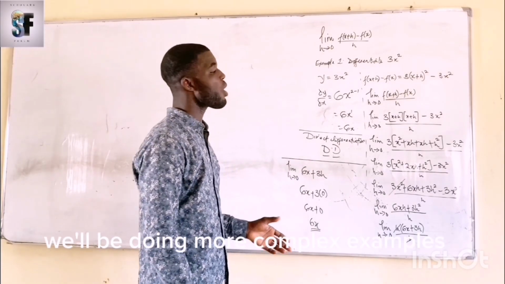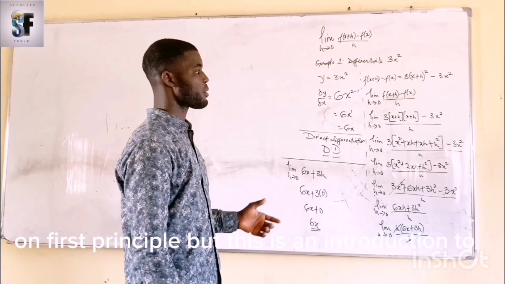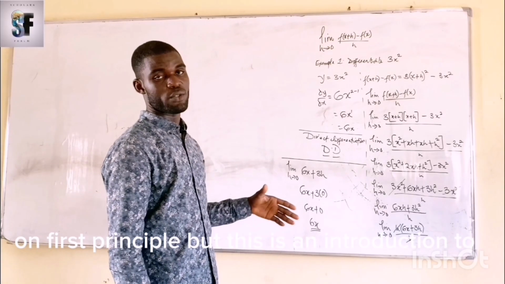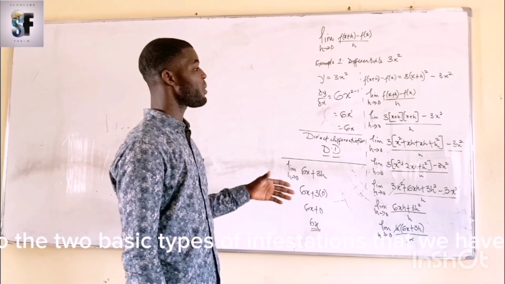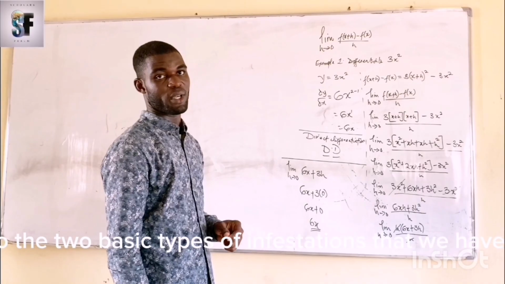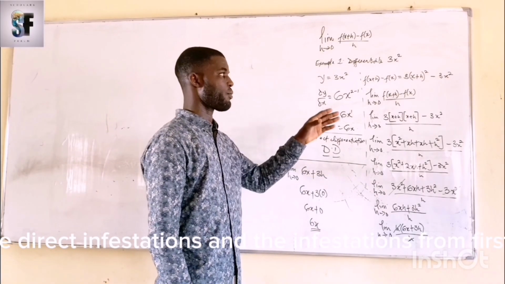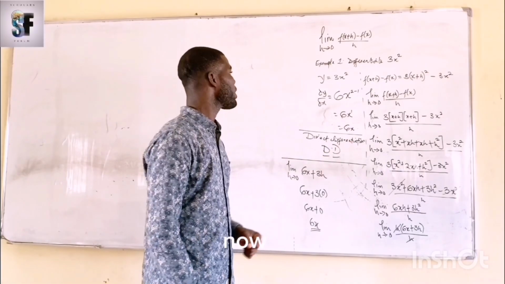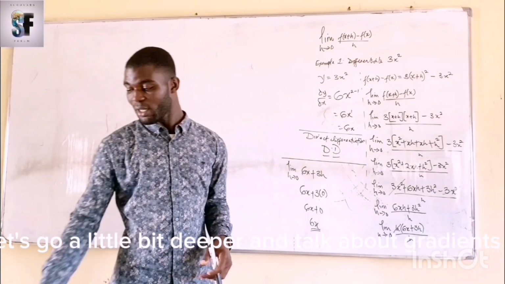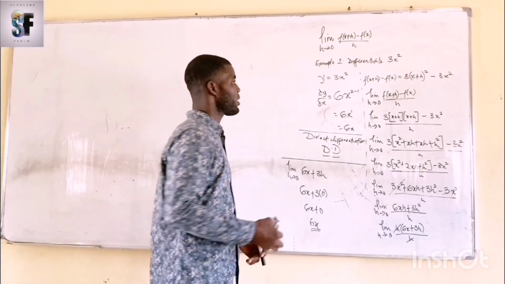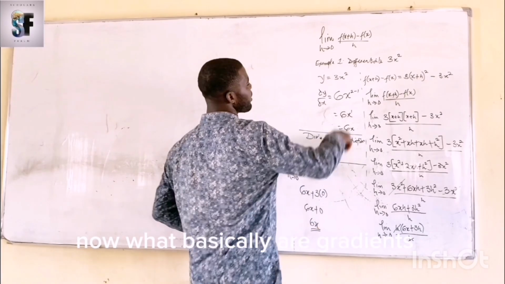Now we'll be doing more complex examples on first principle, but this is an introduction to the two basic types of differentiation that we have, okay? The direct differentiation and the differentiation from first principle. Now let's go a little bit deeper and talk about gradients. Now what basically are gradients?